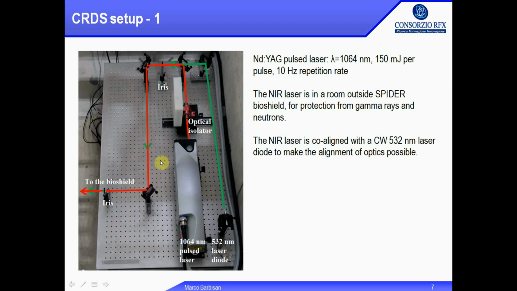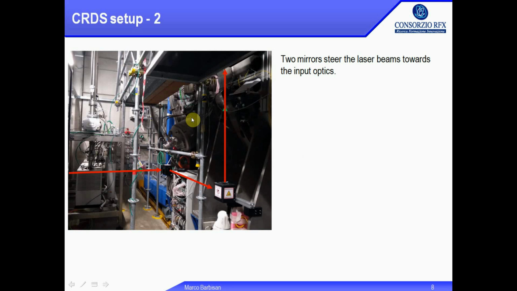In the optical board on which the laser is placed, there are several mirrors in order to steer the path of the laser beam towards an aperture which is made on purpose in the bioshield concrete wall. There is also a second laser emitting at 532 nanometers, a continuous laser, and its purpose is to provide a visible tracer to check the position of the laser beam for the alignment procedure.